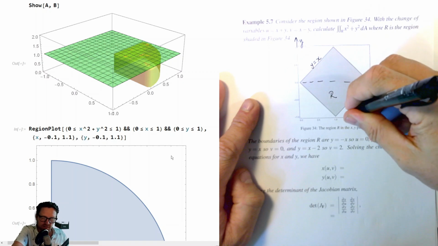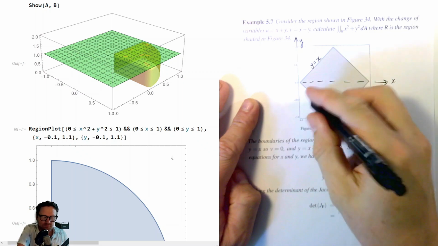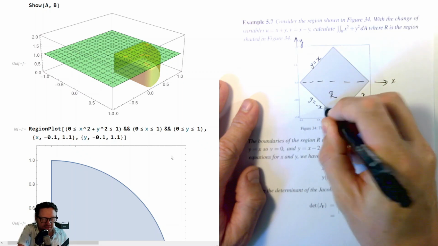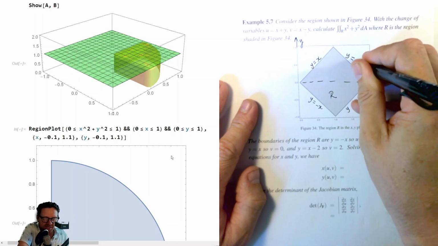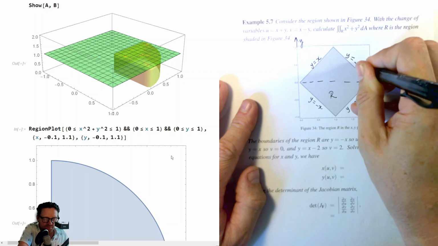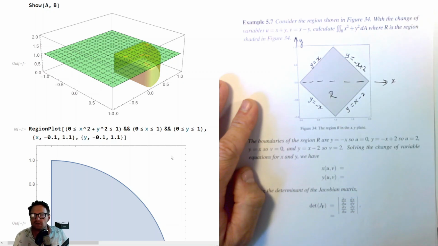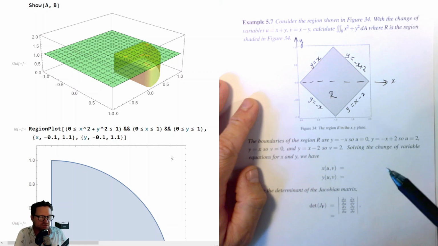This down here is the line y equals x minus 2. This here is the line y equals minus x. And this here is the line y equals minus x plus 2. Okay, and so we could calculate this integral in x and y coordinates, and that's easy enough to do.